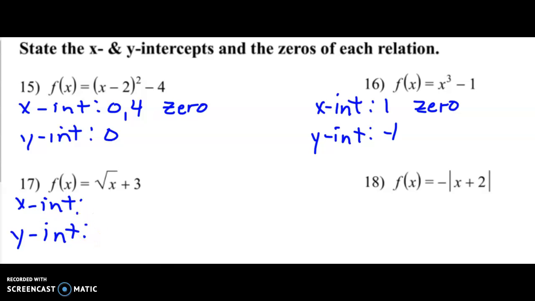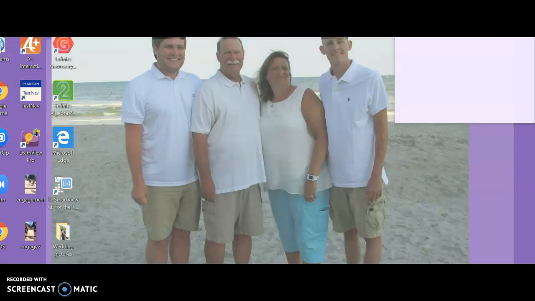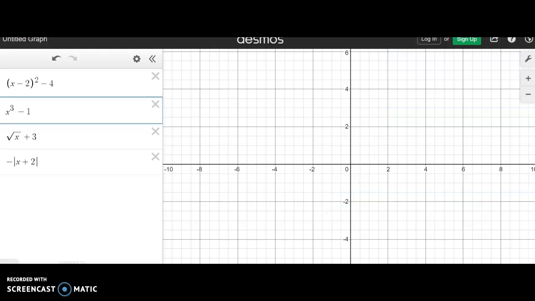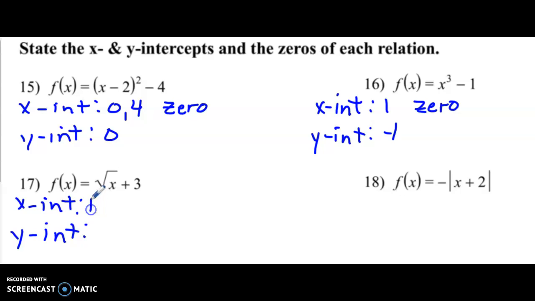For number 17, let's look at the square root. This one doesn't cross the x-axis at all, but it does cross the y-axis at 3. So there are no x-intercepts, and there are no zeros or roots. The y-intercept is +3.